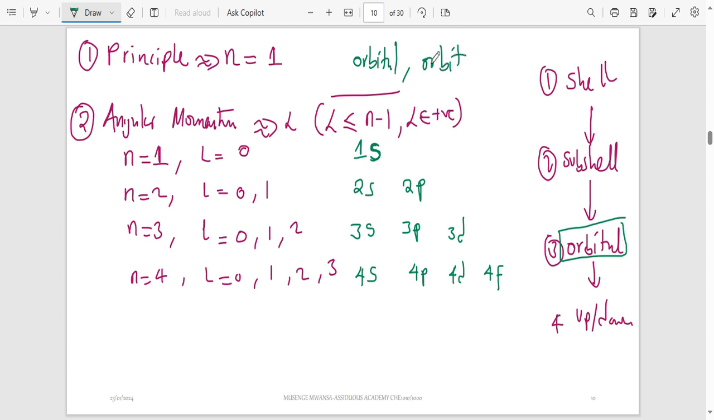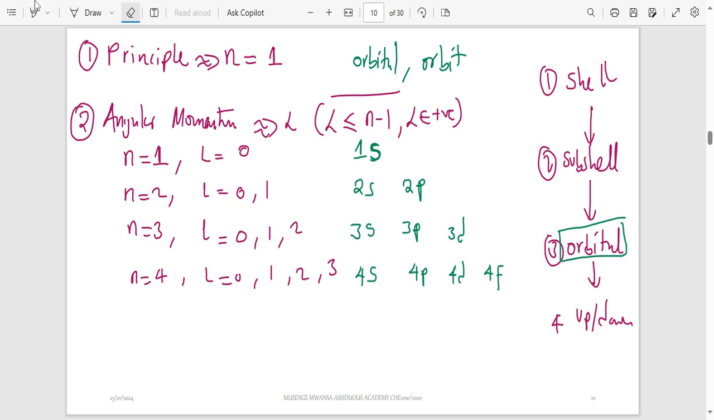Orbit is the path taken by an electron as it moves around the nucleus of an atom. Orbital is the specific position. Now, they can actually ask you to define what an orbital is. An orbital is a region around the nucleus of an atom where the probability of finding an electron is maximum. You use the word probability. Most of the time, an electron will be found in an orbital.